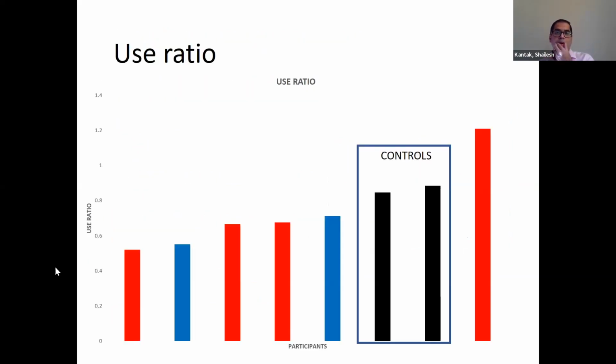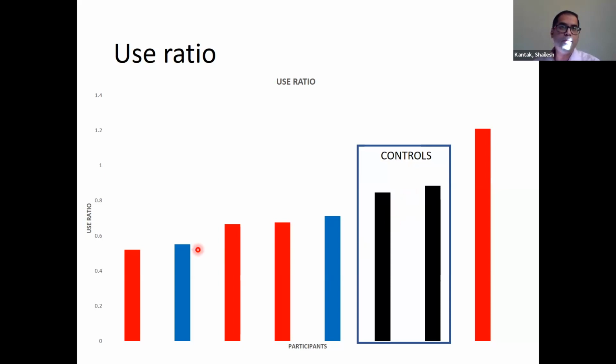What I'm showing you here is the use ratio, which is the total duration of the paretic arm activity in relation to the non-paretic arm. These black bars represent 2 controls, and their values represent the duration of the non-dominant arm with respect to the dominant arm. You can see the non-dominant arm is used around 85 to 90% of the duration of the dominant arm.